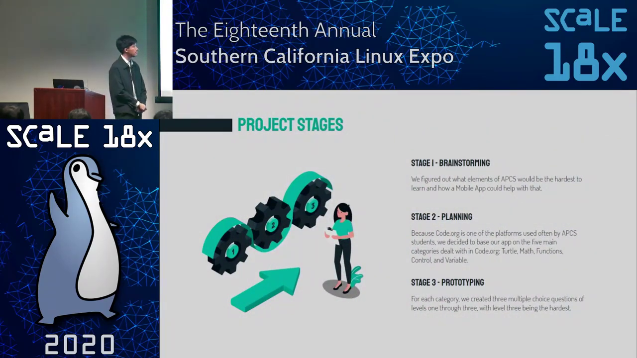Yeah, so as Emmanuel mentioned earlier, we wanted to focus our app on making a study guide for APCSP students, and we decided that we'll focus on code.org, especially because that's the main platform that many APCSP students use. And so we decided to focus on the 5 categories that are discussed in code.org, which include turtle movement, control, variable, function, and math.